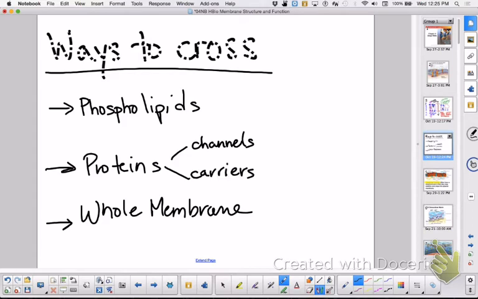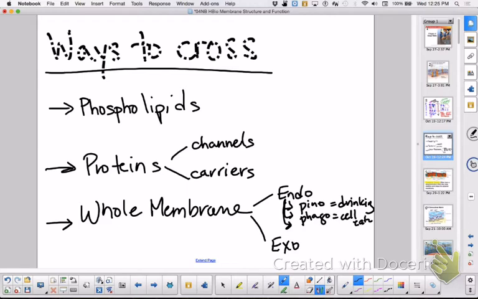Okay, and with the whole membrane we can do endocytosis or what? Exocytosis. What are the three types of endocytosis? Pinocytosis, which is what? The drinking, cell drinking. What was the other one? Phagocytosis, which is cell eating. And there was receptor mediated. Okay? And endo, it's going in, and exo, it's going out.